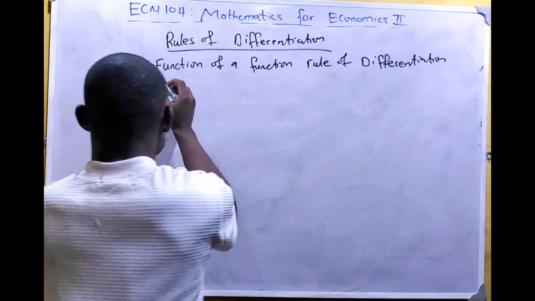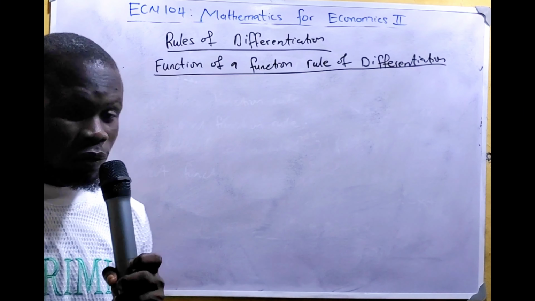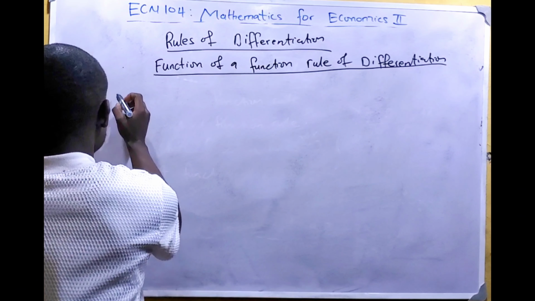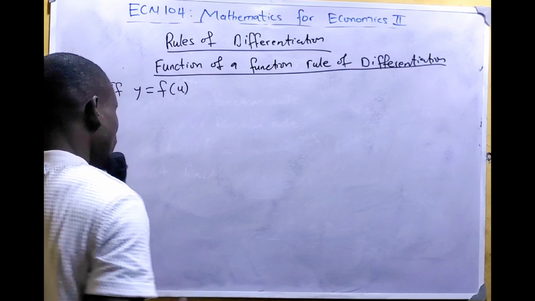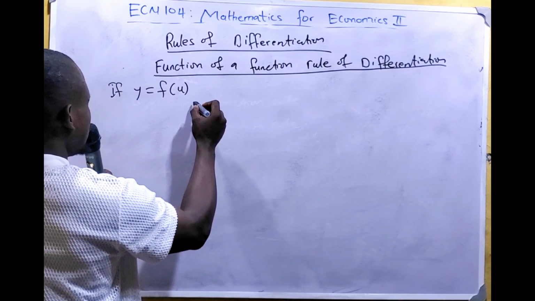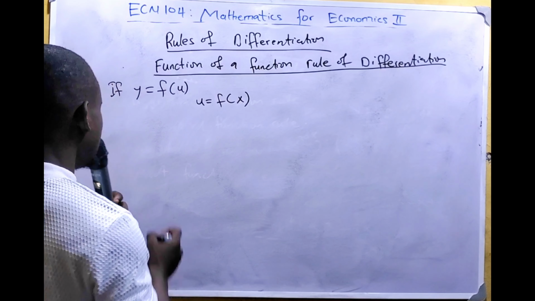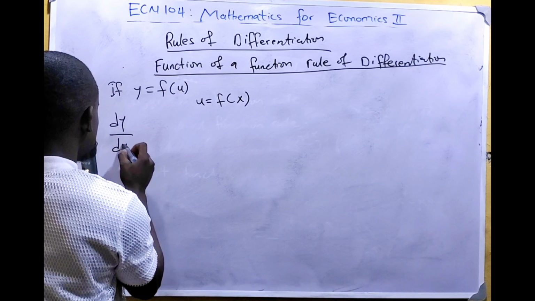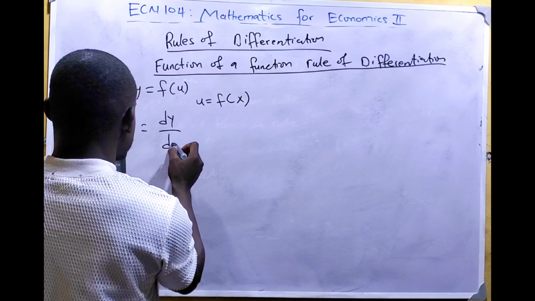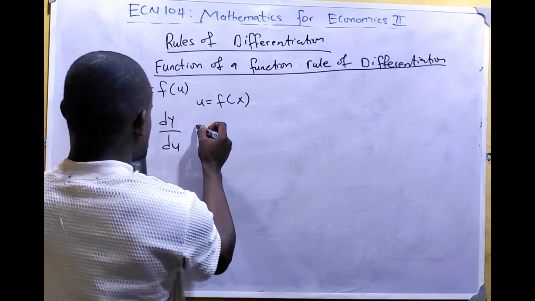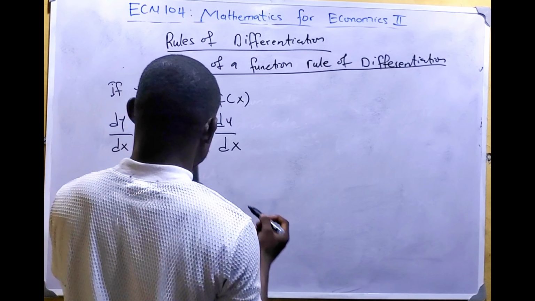We are going to start our discussion with the function of a function rule of differentiation. This rule states that if y is a function of u, such that u is a function of x, then in this case our dy/dx will be the derivative of y with respect to u, multiplied by the derivative of u with respect to x.